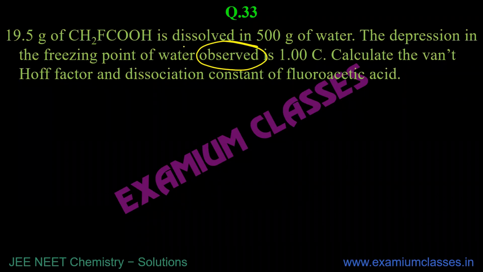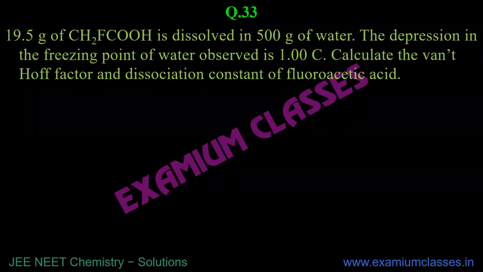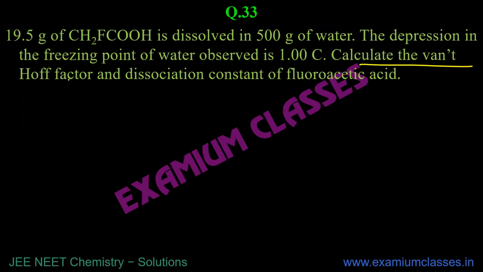So when we say it is observed, it means we are doing an experiment. Observed means we are doing experiment. This is the experimental value. Calculate the Van't Hoff factor and dissociation constant of fluoroacetic acid.